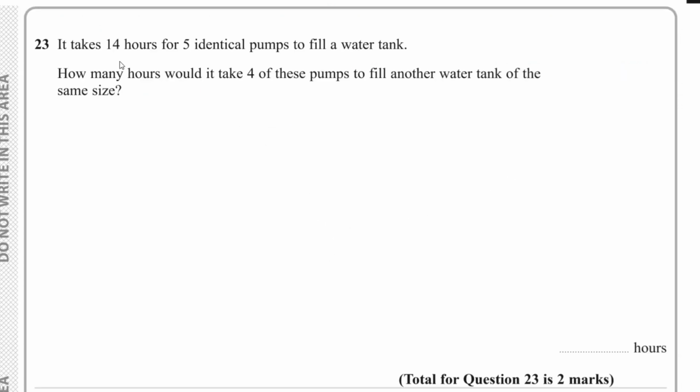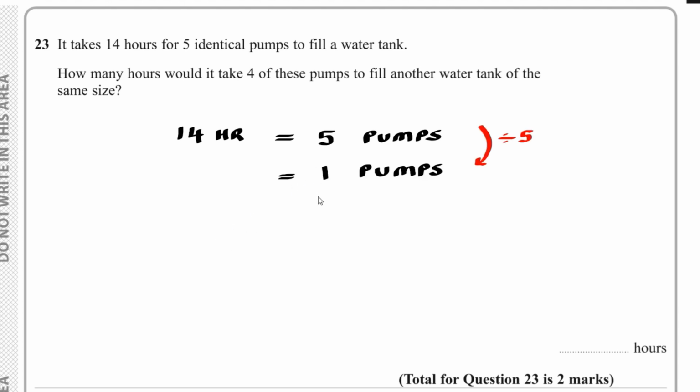Question 23. It takes 14 hours for 5 identical pumps to fill a water tank. How many hours would it take 4 of these pumps to fill another water tank of the same size? So I've got 14 hours, which is 5 pumps. So I can find out how many hours it will take for 1 pump. Now from 5 to 1, I divide by 5, which means for 1 pump it will take 5 times longer, so I times by 5, leaving me with 70 hours for 1 pump.